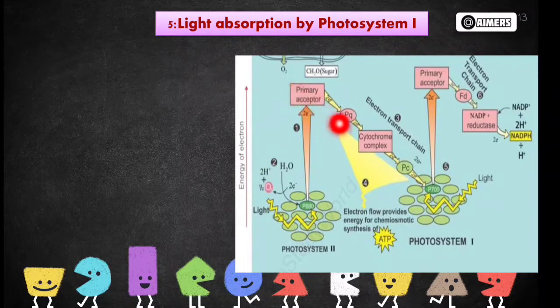The electrons reach plastoquinone, cytochrome complex and plastocyanin. As this is high energy level, this is low energy level. So as electrons move from high to low energy level, the energy absorbed by the electrons is released and is used by thylakoid membrane to synthesize ATP.